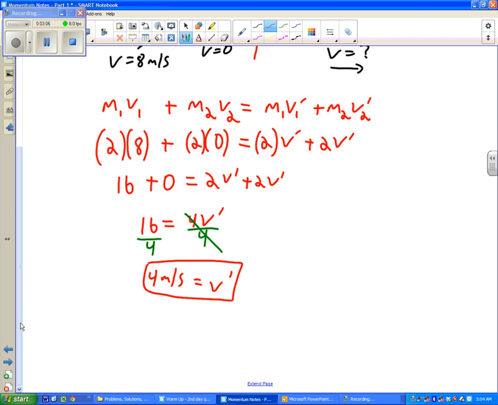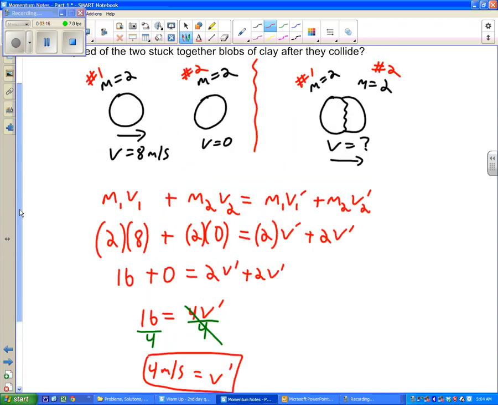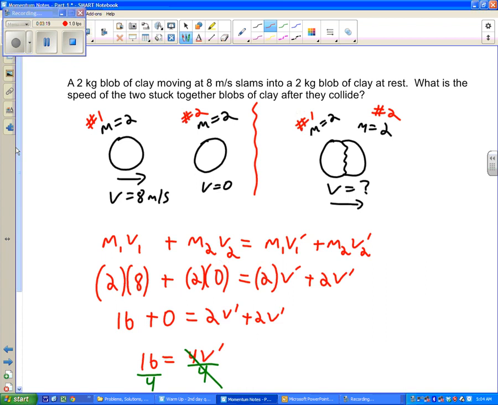And I always want to make sure this answer is correct. I want to double check. So 4 meters per second, you'll notice that my answer is positive. And if you look at my picture, it is going to the right after the collision. So it should be positive, so that's good. And you'll notice that blob number 1 before the collision had a velocity of 8. And so after the collision, it should be going slower than 8. It's slowing down because it hit another blob. And so to go 4 meters per second is entirely reasonable. So that is our answer, 4 meters per second.